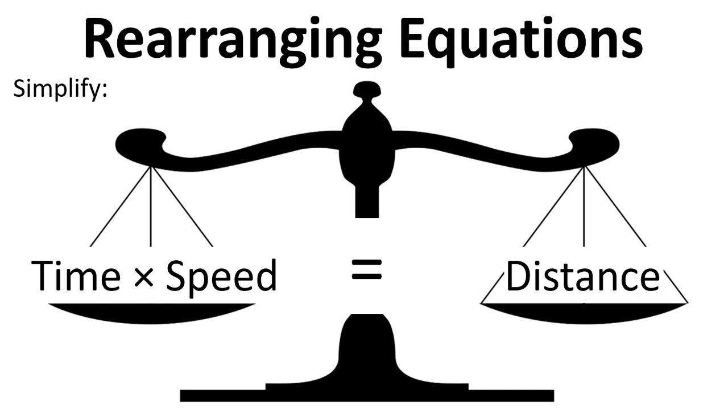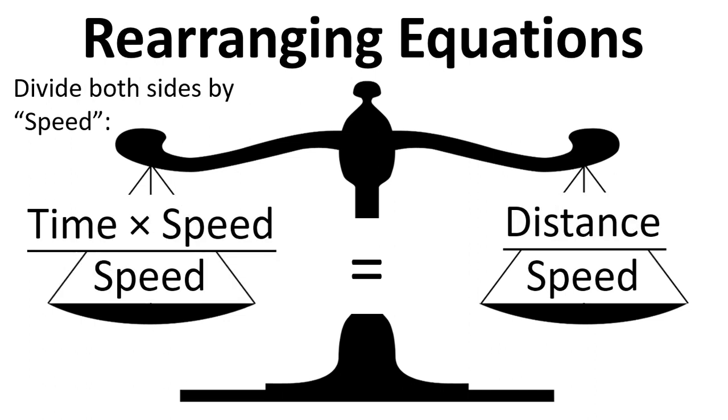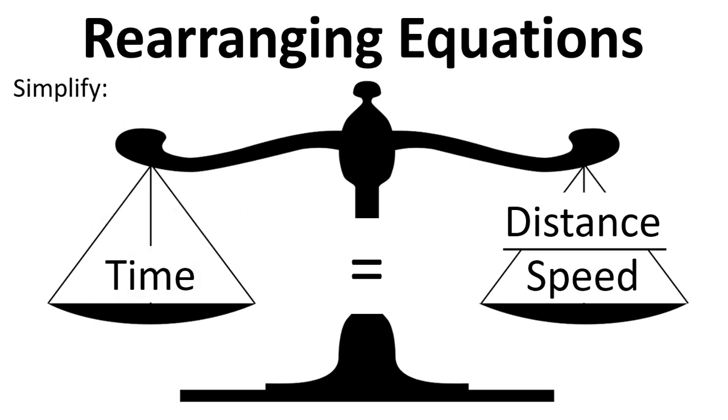If we want to rearrange further, we can divide both sides by speed like this, and then we can simplify this by cancelling out speed on the left hand side. So speed divided by speed just equals 1, so that disappears, and now we've got time equals distance divided by speed. But all the way through this, whatever we've done to one side of the equation we have to do to the other, and then things cancel down.